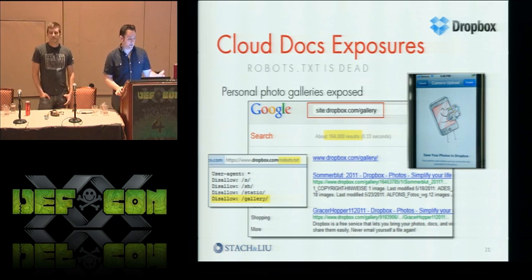And we see here in Dropbox's robots.txt that they're saying disallow this /gallery, which is where all those things are hosted. But just a quick look on Google, and we see 164,000 people's personal photo galleries have been indexed and are easily searchable.